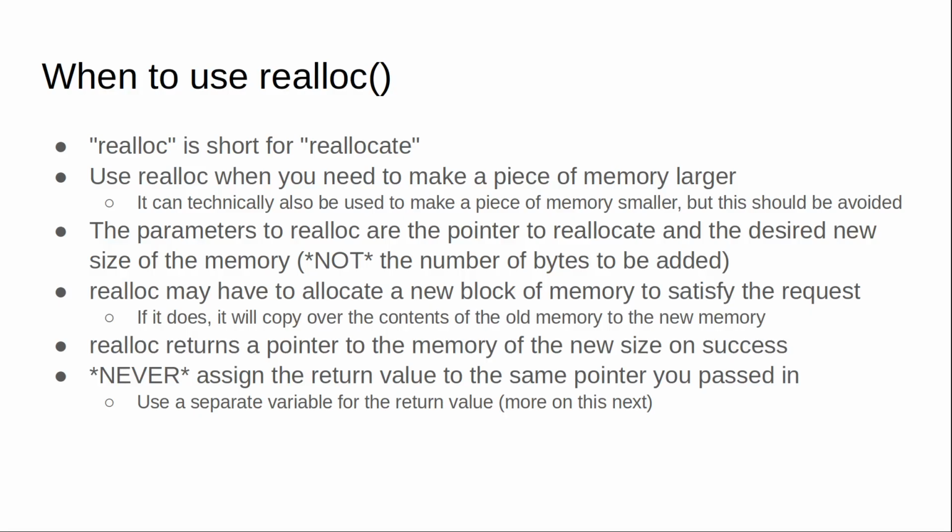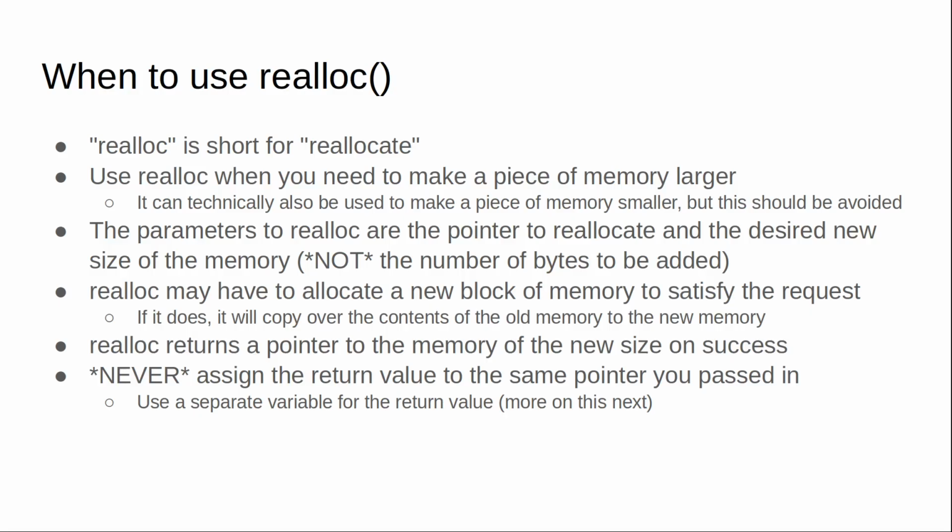The parameters to realloc are the pointer that you want to reallocate and the desired new size, not the number of bytes to be added. Okay, so the size parameter is the total new size that you want it to be. So original size plus or minus the size amount that you want to change. Realloc may have to allocate a new block of memory in order to satisfy the size that you passed in. And if it does this, it's going to copy over the contents of the old memory to the new memory. So you're always guaranteed that whatever realloc returns to you is going to contain the contents of the original memory that you passed in.